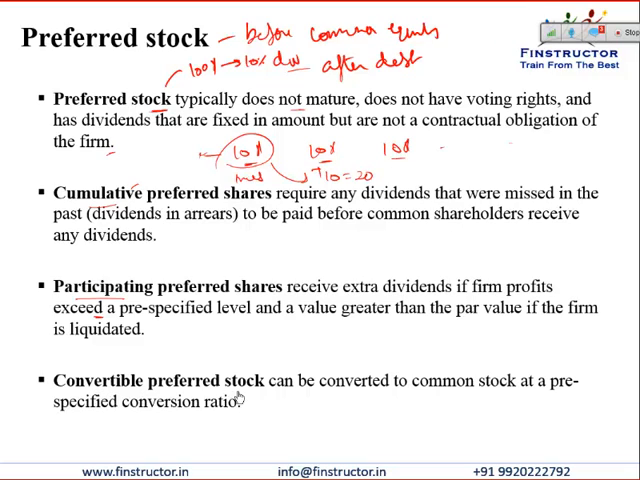Convertible preferred stock, as we'll see in more detail in financial reporting, can be converted to common stock at a pre-specified conversion ratio. So we'll do a couple of examples of this in financial reporting. If you've already done that class, then you would have seen a few examples of convertible preferred stock. So these can be converted to common stock.